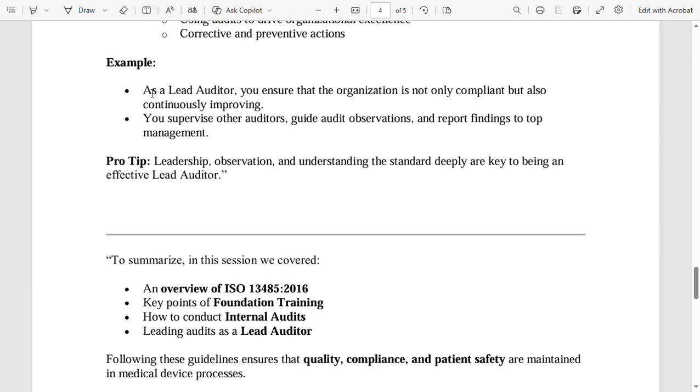Example, as a lead auditor, you ensure that the organization is not only compliant but also continuously improving. You supervise other auditors, guide audit observations, and report findings to top management. Pro tip, leadership, observation, and understanding the standard deeply are key to being an effective lead auditor.